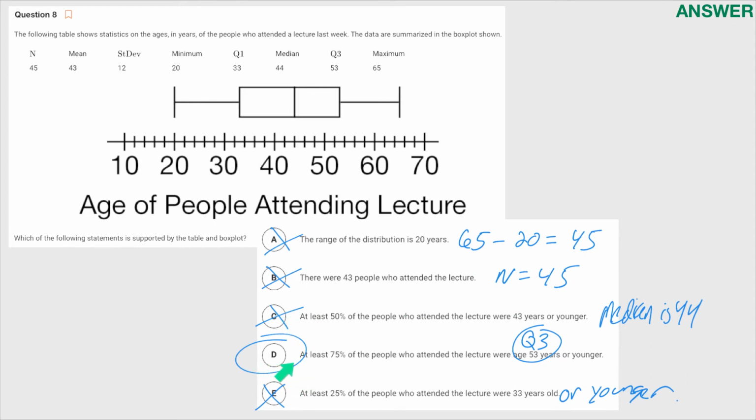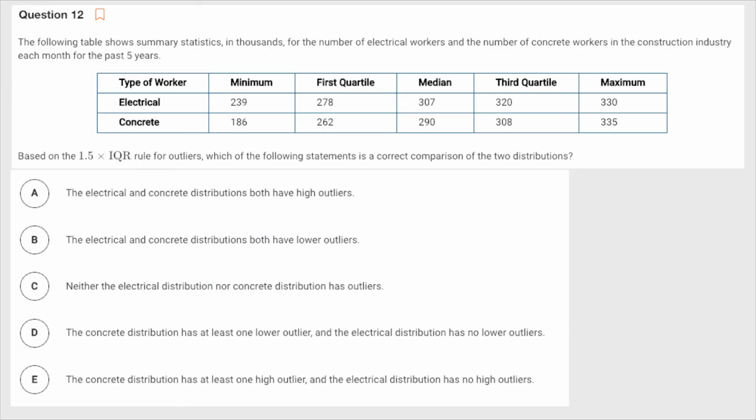D winds up being the correct answer because the third quartile of 53 years means that 75% were at or below that value. And then finally, E is close, but it's missing the "or younger" part. 25% were 33 years old. That is the first quartile, but it needs to be 33 years old or younger. So best and only answer is D.